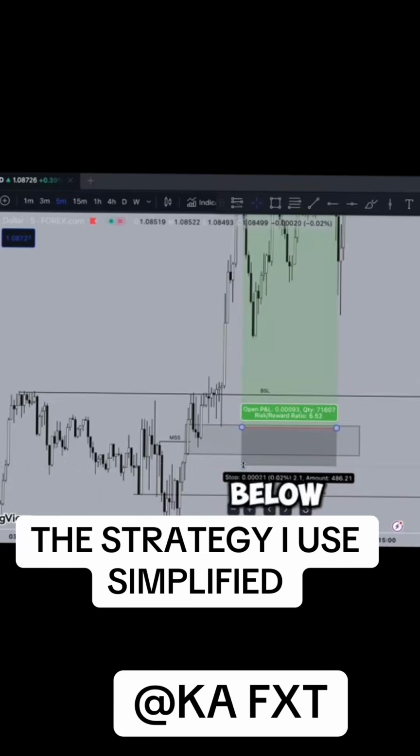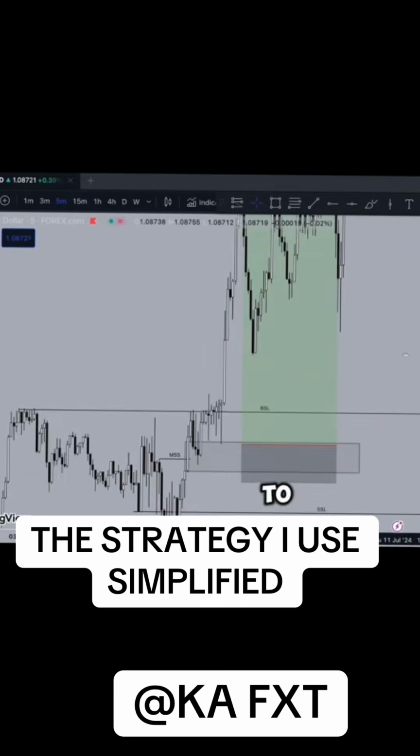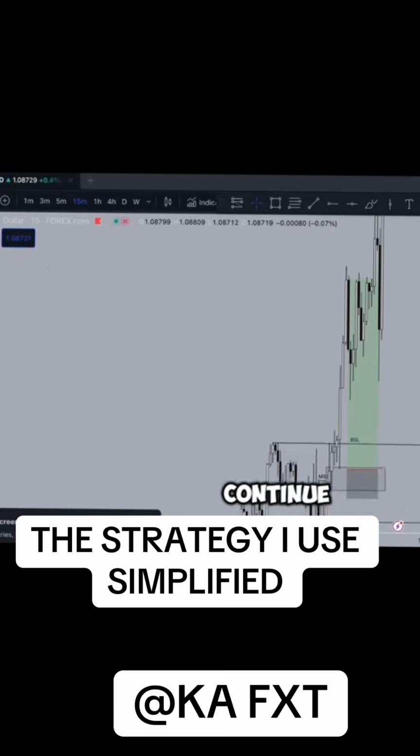And then I put my stop loss below the fair value gap that was below the one that I entered off of, just as a safety net, just in case price decides to disrespect that one and then continue onto that one.